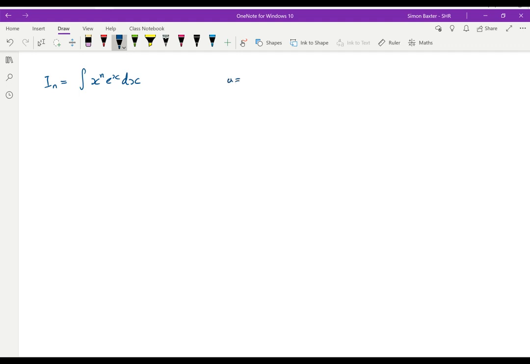Let's start off with u equals x to the n. u dashed now is n x to the n minus 1. v dashed is e to the x. v is e to the x. Reduction formula, so it makes sense to take u as x to the n, so we then reduce the power of x.